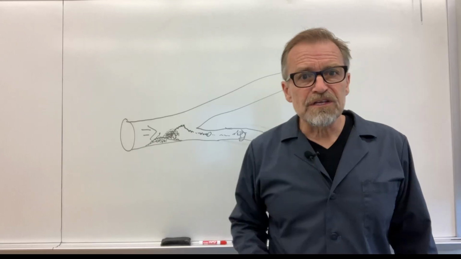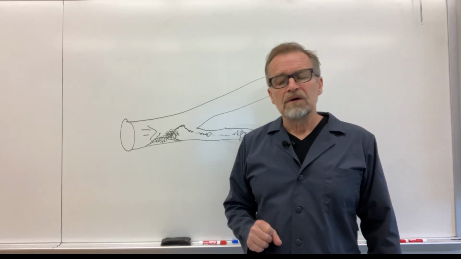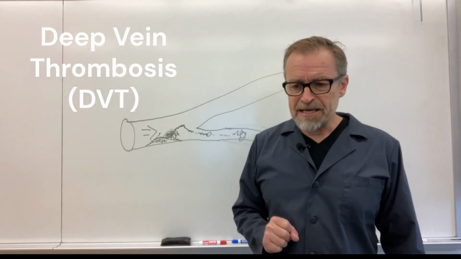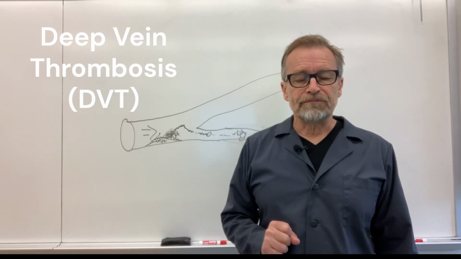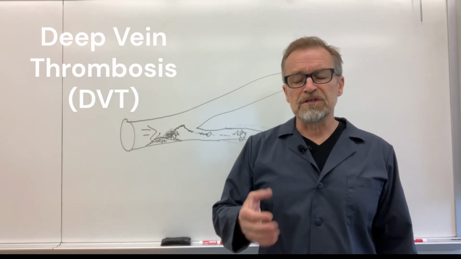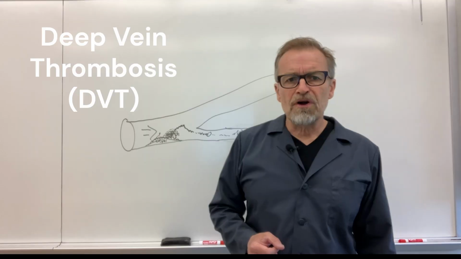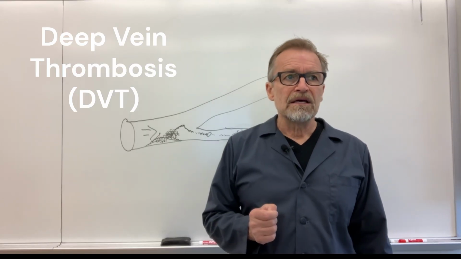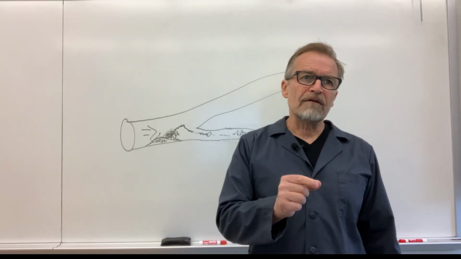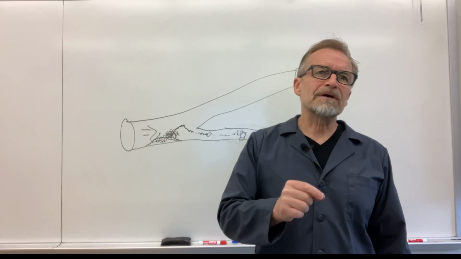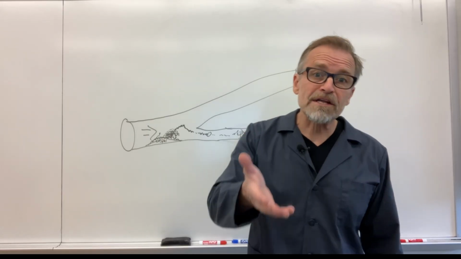A variation on this theme is called DVT, deep vein thrombosis. We know what thrombosis is, so this is making sense. A thrombosis in a deep vein. This is basically a clot that forms in a deep vein, typically in your legs. Now, what is a deep vein?